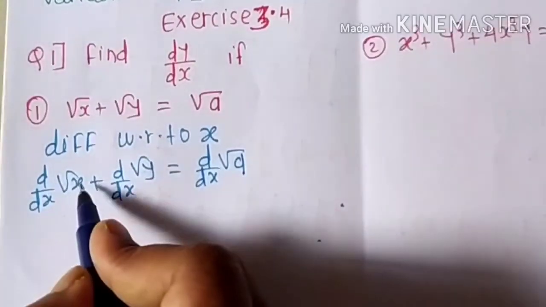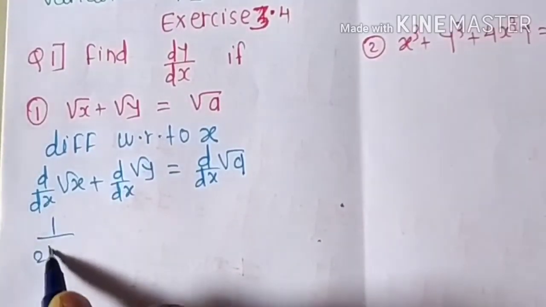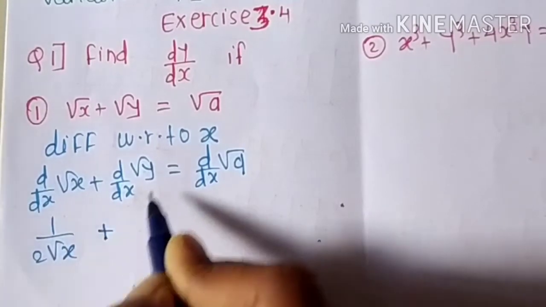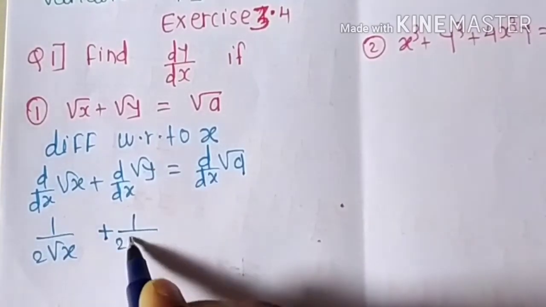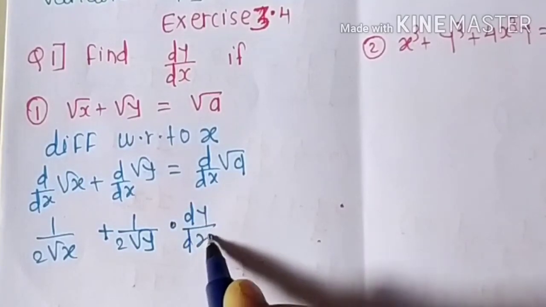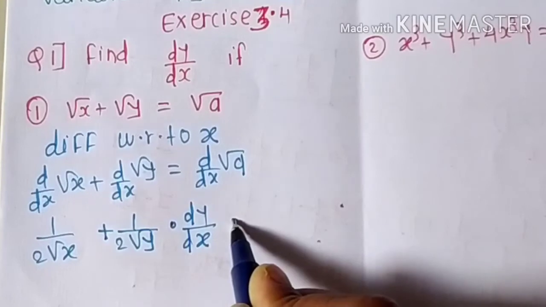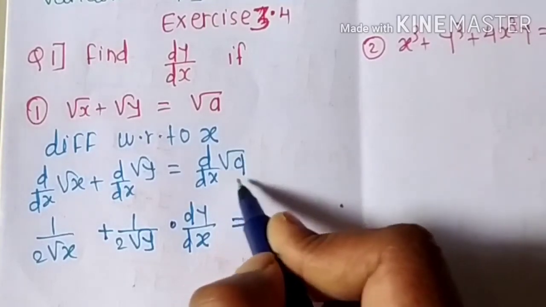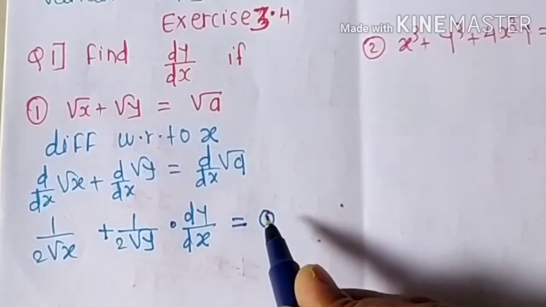We know that the derivative of root x is 1 upon 2 into root x, that is a standard formula. The derivative of root y is also 1 upon 2 into root y, into the derivative of y with respect to x, because y is a function of x, that is a composite function. And a is a constant, and the derivative of a constant is 0.